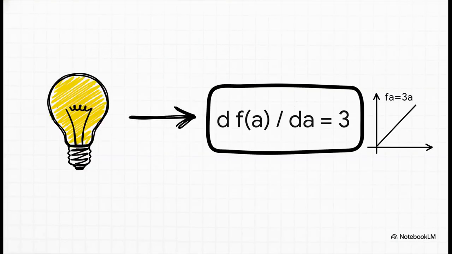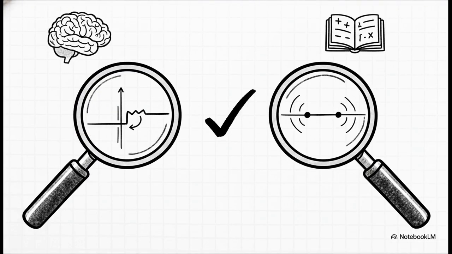So now we can take our big discovery from a minute ago and write it out in the official language of calculus. For our function, f(a) = 3a, we can state with confidence that its derivative, df(a)/da, is equal to 3. Now, just a quick, important little side note. For our experiment, we used a pretty small nudge, 0.001. In formal calculus, that nudge is actually considered to be infinitely small. They call it infinitesimal. But here's the cool part. Our intuition still works perfectly. The core idea is exactly the same.